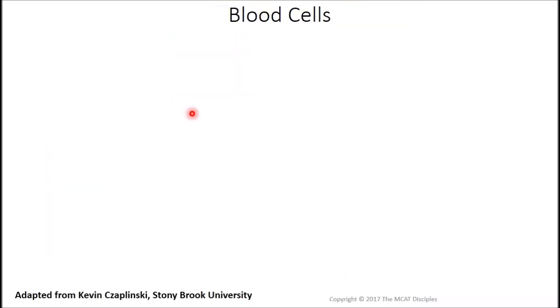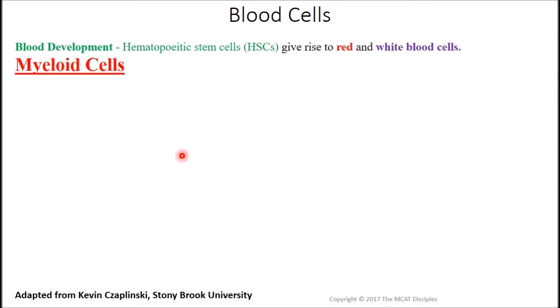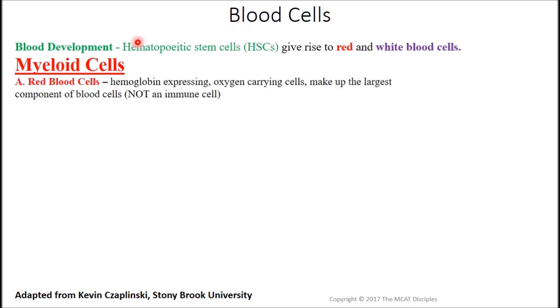So now, by way of review, I'll go through it in a different format. So we have blood cell development via hematopoietic stem cells to give rise to red and white blood cells. The myeloid progenitor cells, as I told you earlier, give rise to all of the leukocytes except for the lymphocytes. And the lymphoid progenitor cells give rise to all of the lymphocytes. That includes the NK cells. The myeloid cells consist of red blood cells, which are hemoglobin expressing, oxygen carrying, and make up the largest component of blood cells. And it's not an immune cell.